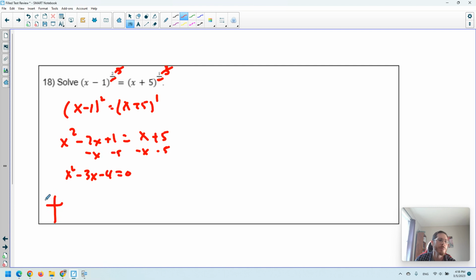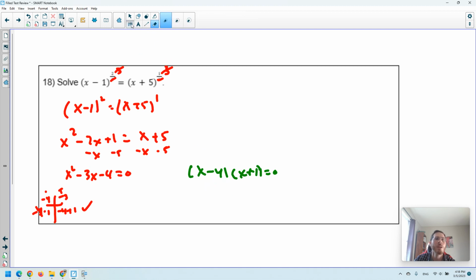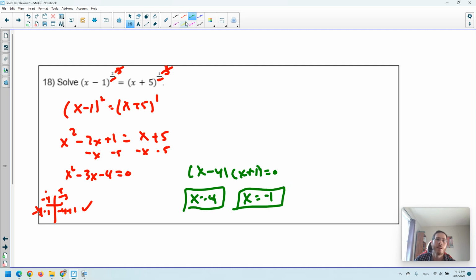It's another T-chart factor. Multiply to negative 4, add to negative 3. So negative 3 times 1? Nope, negative 4 times 1. Negative 4 plus 1. And so we get x minus 4, x plus 1 equals 0. So solving with the zero product property, again, this is going to be x equals 4, x equals negative 1. And then the last thing we have to do is, again, we still have to check it.